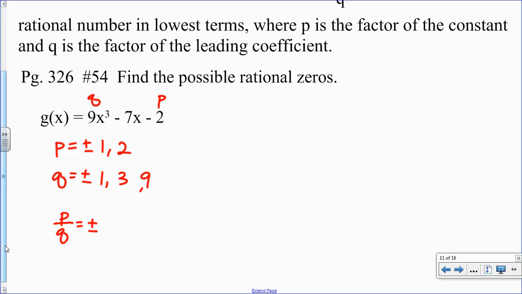So I've got to do 1 over 1, 1 over 3, 1 over 9. So 1 over 1 is 1, 1 over 3, 1 over 9. A lot of times you'll see it written like this, where you have plus or minus and then you have these braces. Then I have to do 2 over 1, 2 over 3, and 2 over 9. 2 over 1 is 2, 2 over 3, 2 over 9.